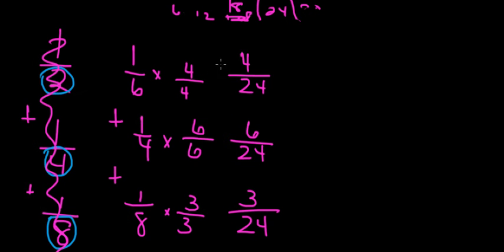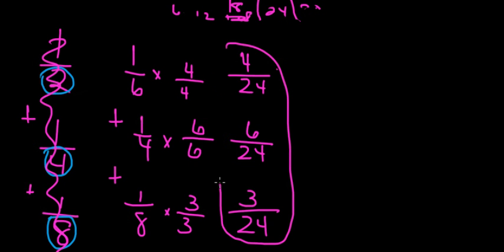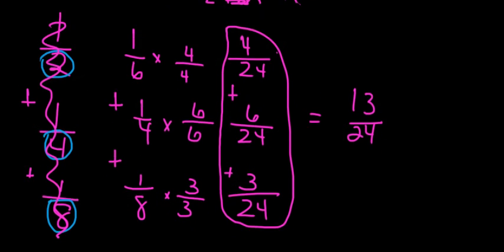So now all this becomes my new problem. All my denominators are matching. So now all I have to do is add them all up, right? And when I add them up, what do I get? Tucker? Yes, I get 13 over 24. Everybody understand that? Any problems with that? All right.